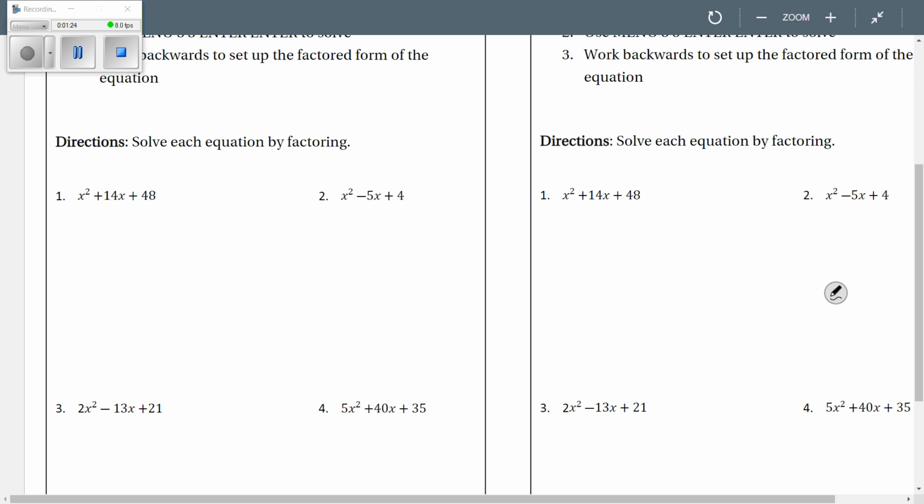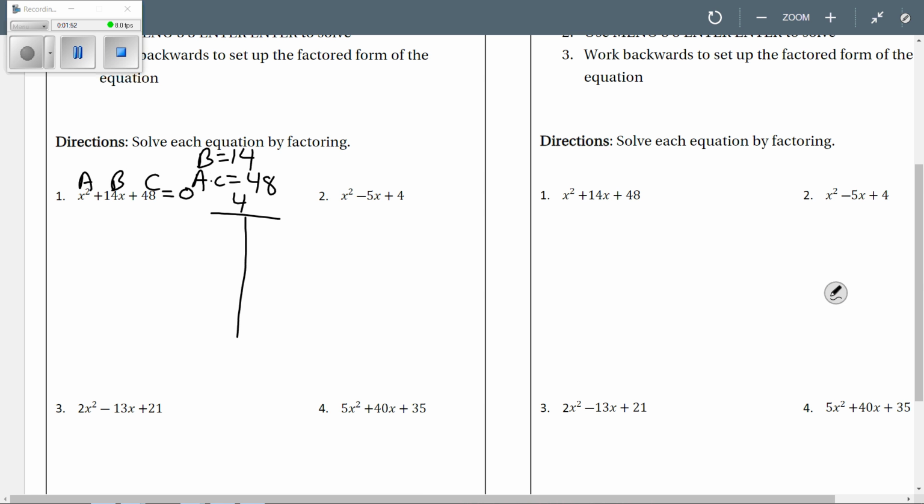So we have number 1, x squared plus 14x plus 48. Okay, so we know it's going to be equal to 0. We just need that later. But we're going to factor like we've been doing. So this is A, this is B, and this is C. Our B is equal to 14. Our A times C is equal to 48. So we make our table.